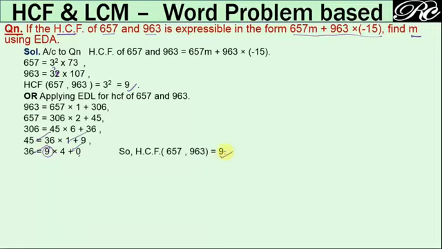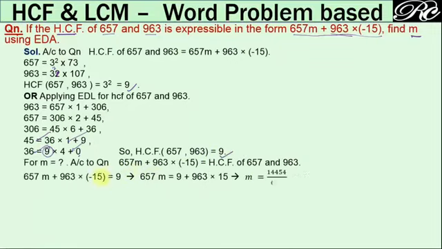Now this HCF 9 has to be equated with the given expression. So equating 9 with the given expression 657m plus 963 into minus 15, rearranging, 657m is equal to 9 plus, this will turn to the other side and convert into plus, 963 into 15. Finally m will be 14,454 by 657, it will be 22.